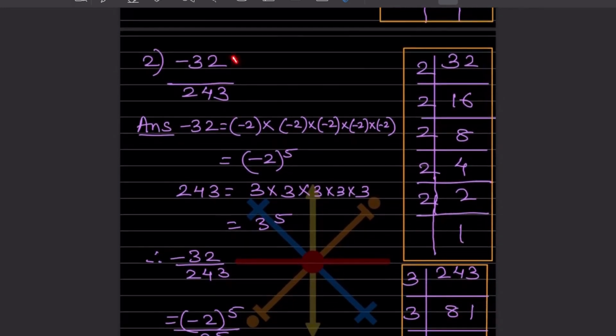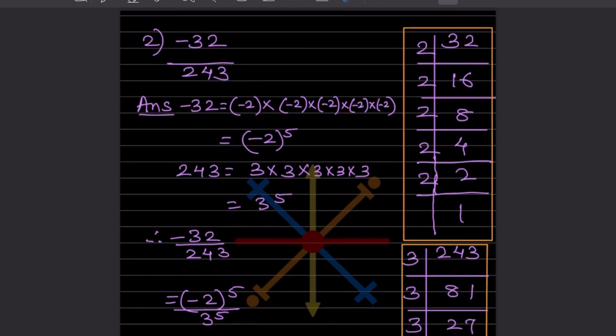Now look at here, minus 32. First, don't forget the sign. Just 32, we will take the factors. We got these factors. So now what are you going to do? 32 means, how many times is this? 1, 2, 3, 4, 5. So minus 32 means, 5 is an odd number, so we are going to take minus 2, minus 2, minus 2, 5 times. So now see here, minus 2 raised to 5. So that is going to be minus 32.